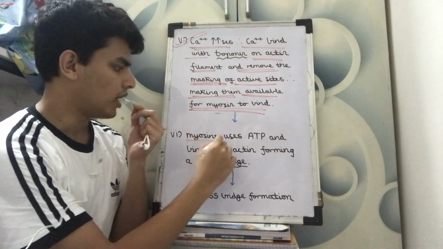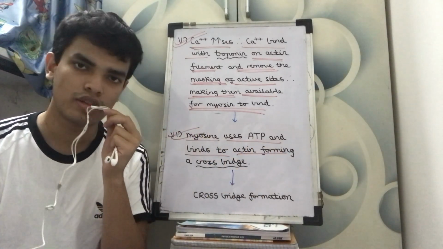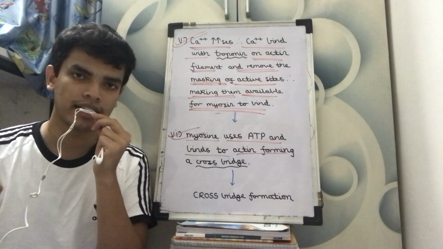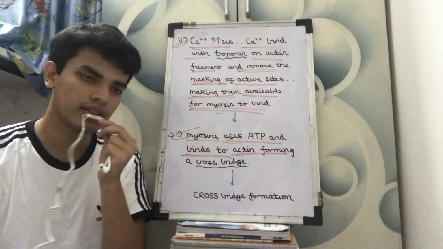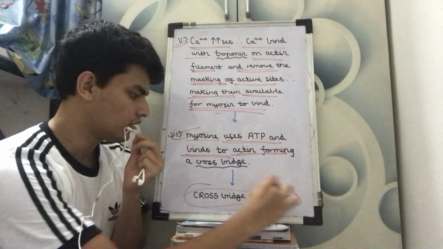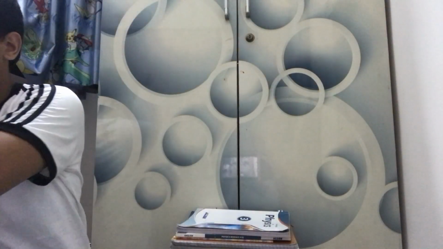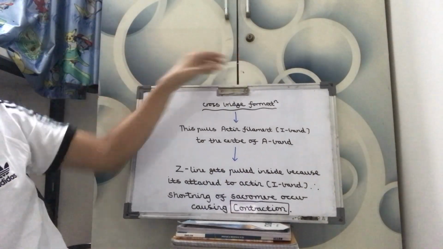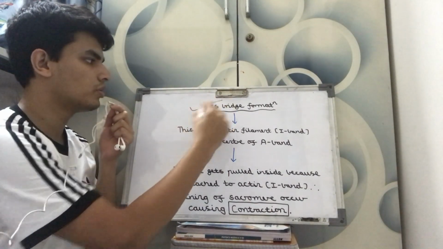Now what happens? The myosin uses ATP and binds to actin to form a cross bridge. Now myosin ऐसे ही तो attach नहीं होगा. It takes help of ATP. हमने देखा था ना, ATP बाइंडिंग साइड भी होती है और एक्टिन बाइंडिंग साइड भी होती है मायोसिन के स्ट्रक्चर पे. तो it uses ATP and binds to actin, and what does it form? It forms a cross bridge. There is cross bridge formation. Okay, so cross bridge formation happens.